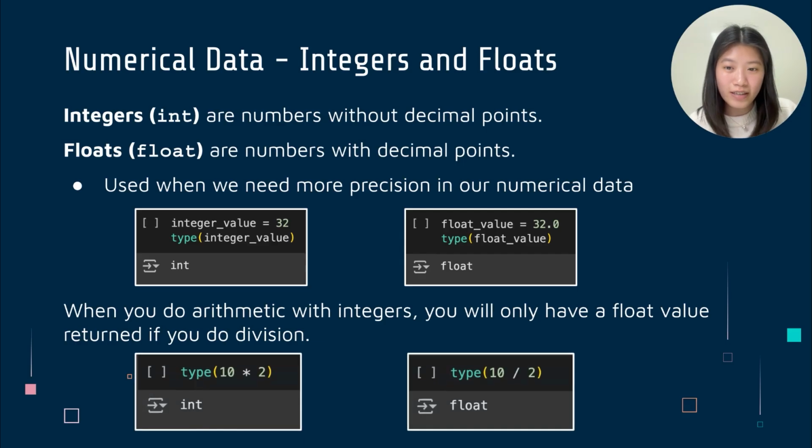So to prove this case, let's look at these two examples. On the left-hand side, I have the expression 10 times 2, which we know evaluates to 20. When I check the type of this expression, it's going to be an int, because an integer times an integer will always return an integer. However, on the right-hand side, I have the expression 10 divided by 2, which will return a float type. And this is because 10 divided by 2, we know that value is going to be 5. However, in Python, this will always return a float value. So it's really going to be 5.0.